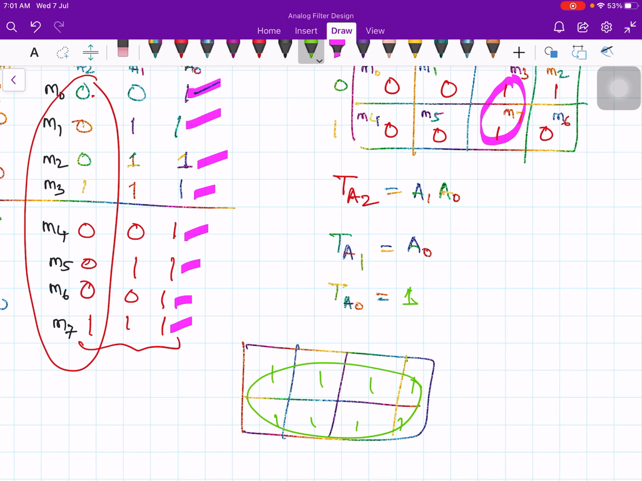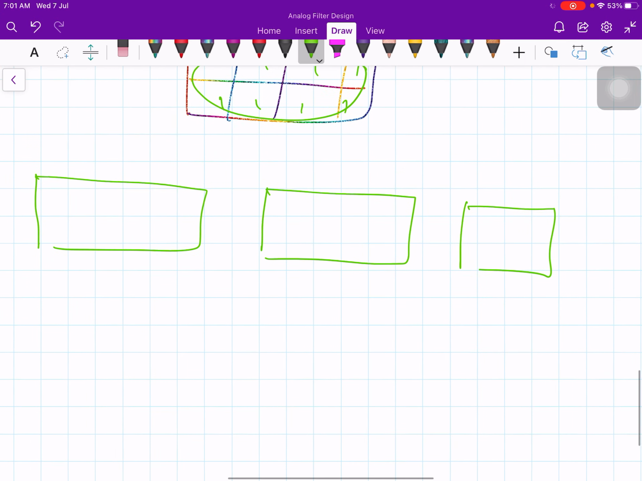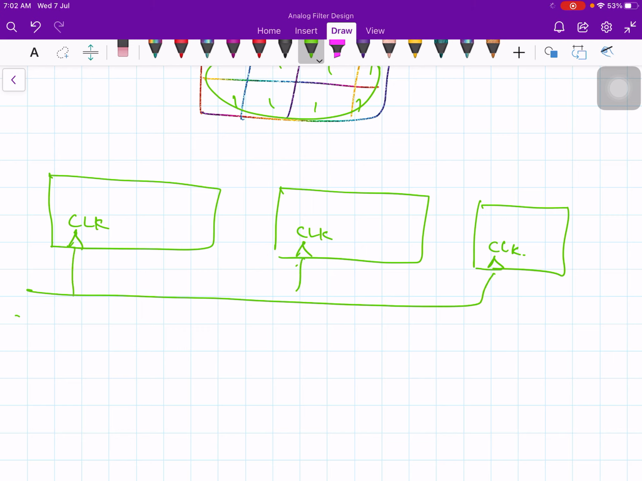That's it. Now let us draw the diagram for this. I have 3 expressions, so take 3 T flip-flops. My diagram is not good, please bear with me. This is CLK. CLK means clock. Give the common clock to everybody. This is A2 flip-flop, A1 flip-flop and A0 flip-flop. This is A2, A1 and A0.